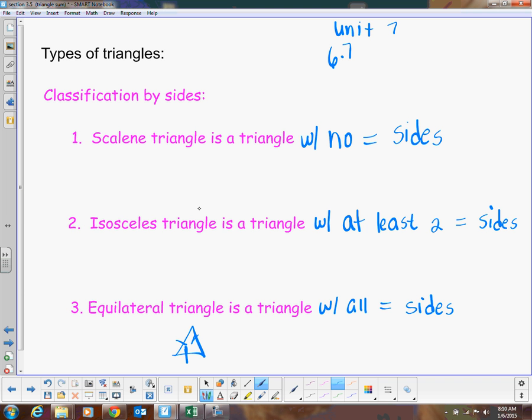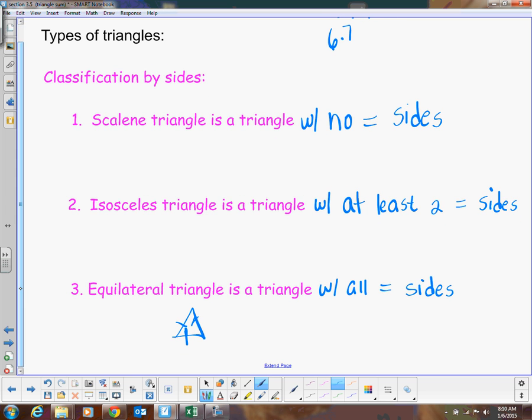How many people knew these words already? Okay, this should have been old stuff. But we're going to bring it back because in 6-7, on a coordinate plane, you're going to have to show that a triangle is scalene, or show that it's isosceles, or show that it's equilateral. So if you don't know these definitions, then you're sorry out of luck. That's called SOL, in case you wanted to know.